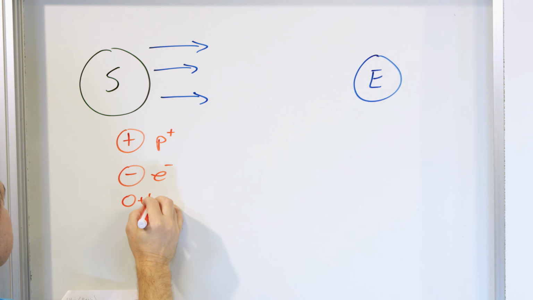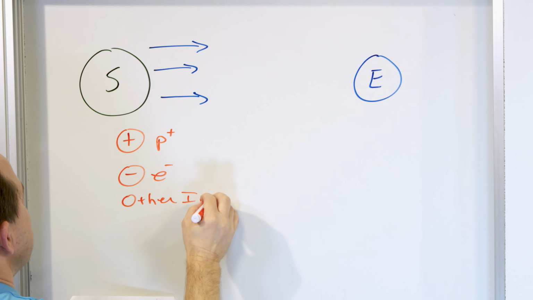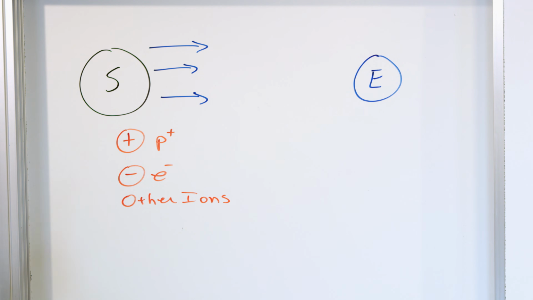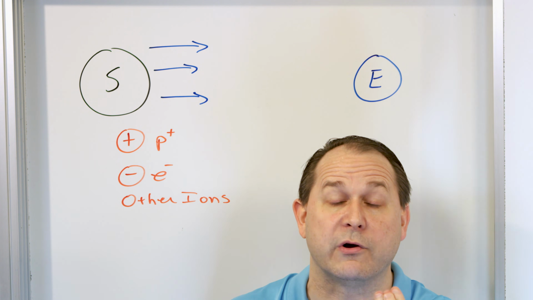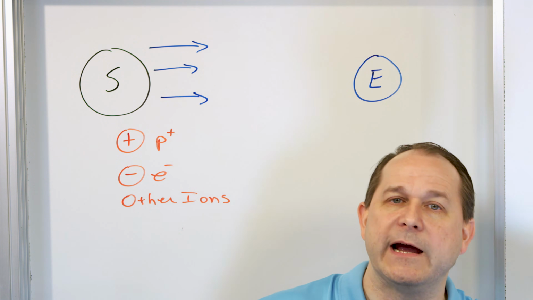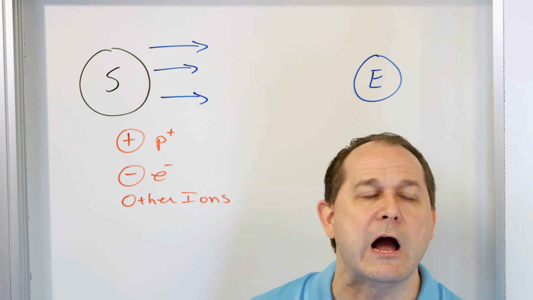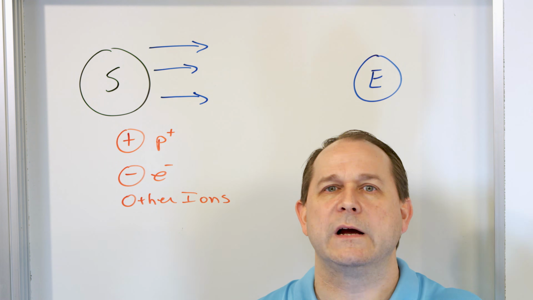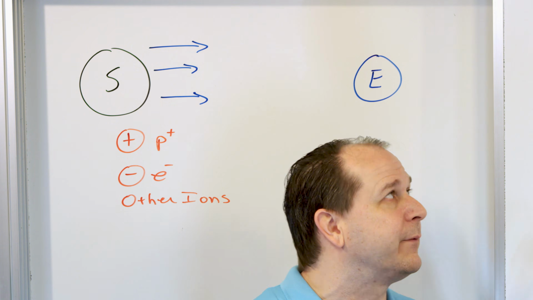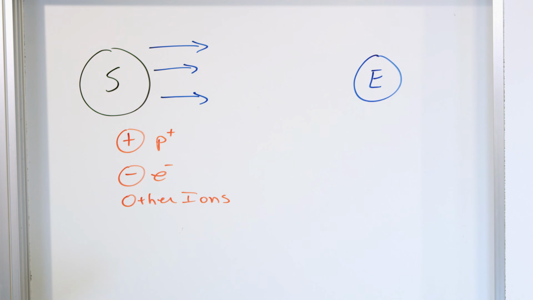And we have other ions, meaning there could be helium ions, which would be like two protons together, maybe with some neutrons, but again, a charged ion flying away from the sun. Maybe even heavier ions flying away from the sun. But predominantly, it's almost all protons and electrons just streaming out from the sun. That's what the solar wind is.